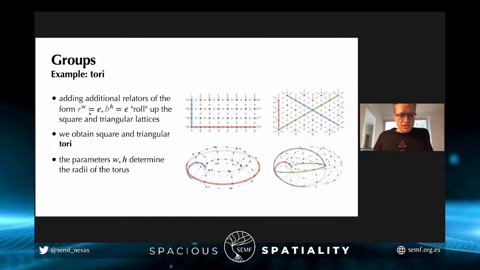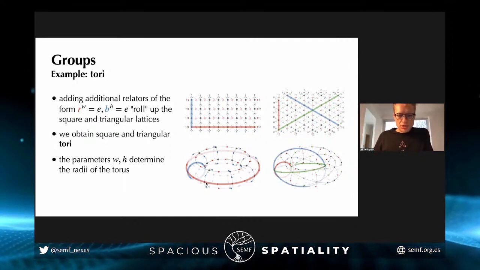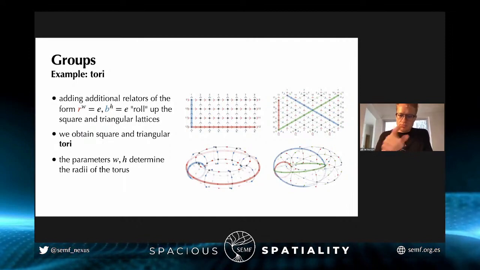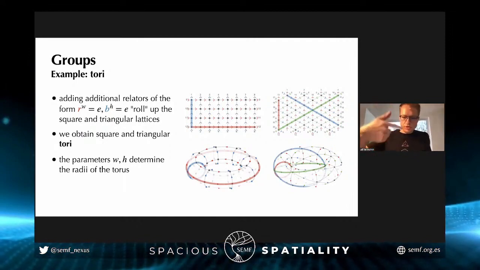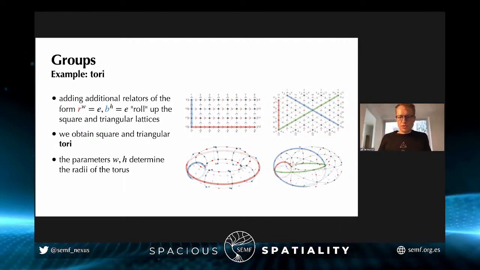And what these relators here do is they tell you how far you have to go to make this axis of the torus or to make the inner tube axis of the torus. You can do the same thing with the triangular quiver.